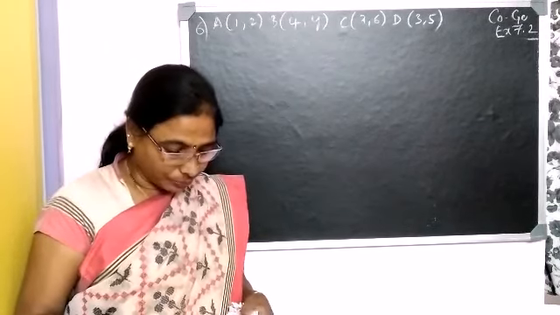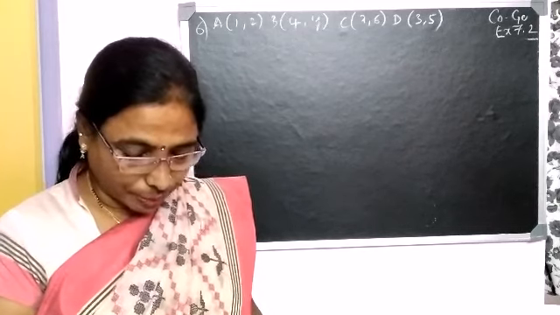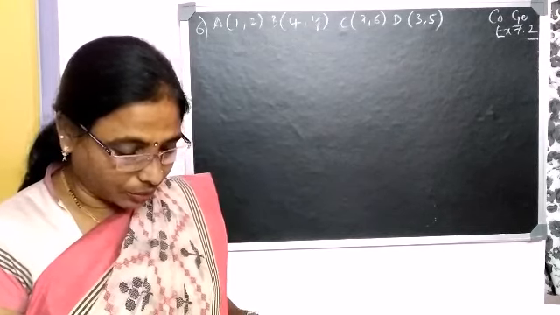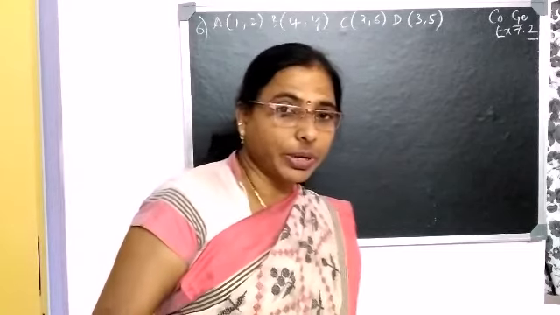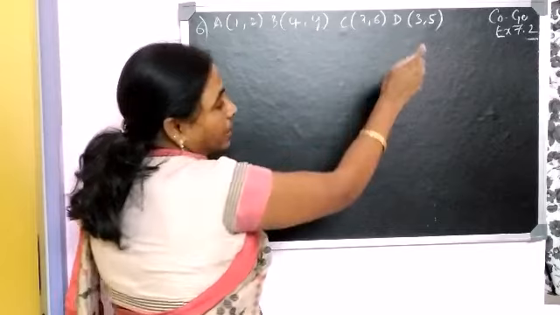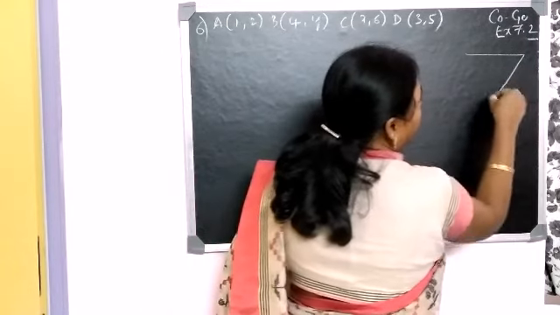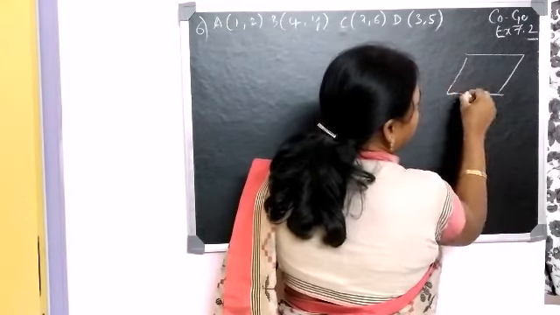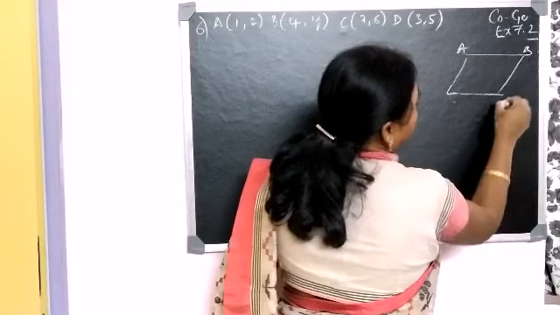Children, in the sixth one, there are 4 vertices of a parallelogram taken in order. Find the values of x and y. Here 4 points are there, 4 vertices, A, B, C, D. As I told you in the previous problem, they are taken in order. You can take it this way also.